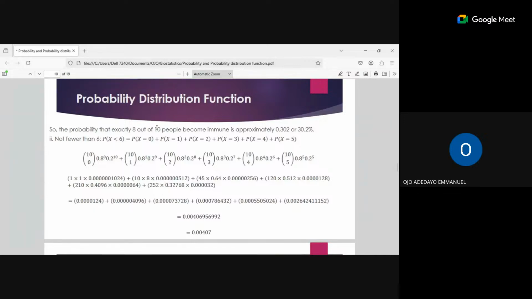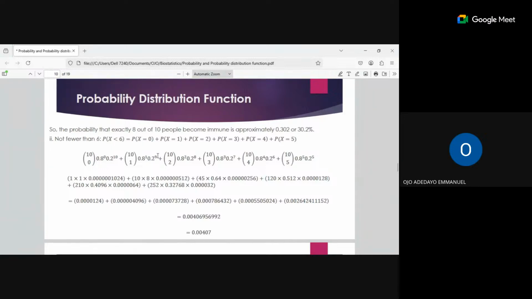Now look at my expansion. I started from when X is equal to 0. We have 10 combination 0 because X is 0. Then the value of P from the question is 0.8, raised to the power 0 because X is 0, then times 0.2 raised to the power 10 minus 0, which is 10. That is for the first expression. Plus 10 combination 1, then we have 0.8 raised to the power of 1, then 0.2 raised to the power of 9.